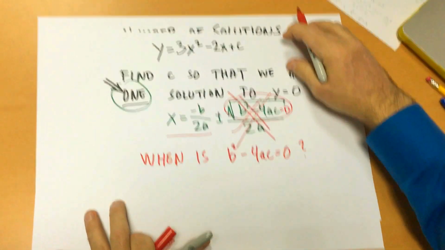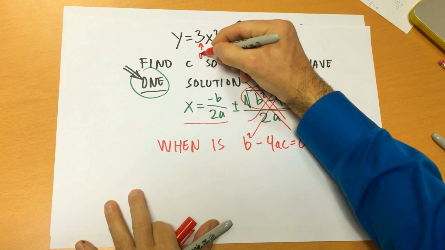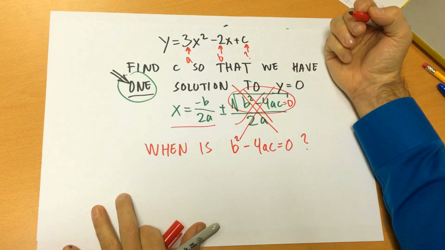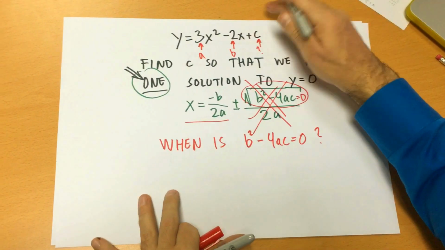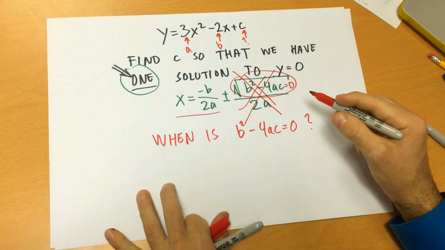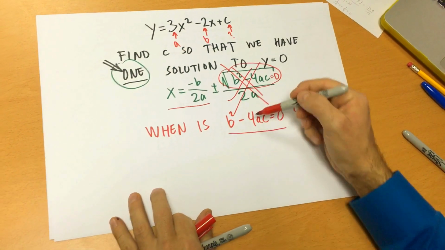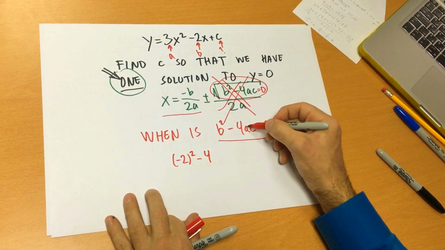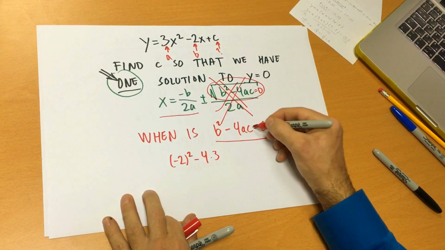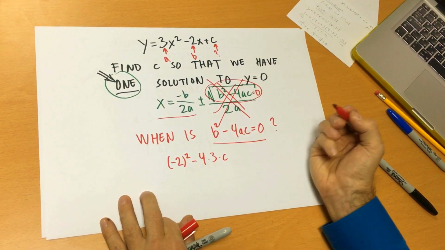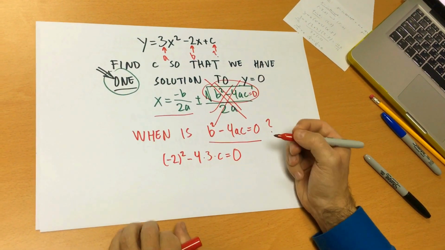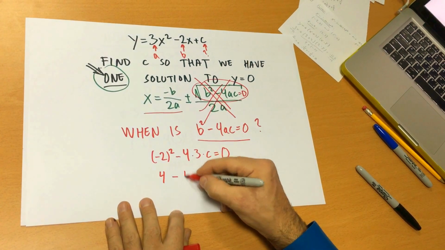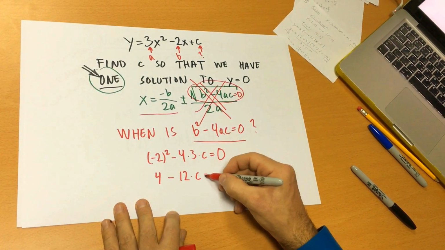Well, I know here that my a is equal to 3, my b is equal to negative 2, and my c, well, I'm looking for the c. I don't know what this is. But let's pop in the numbers that we do know, and let's see if we can solve for c in this equation. So b is negative 2, I get negative 2 squared, minus 4 times a. A was 3, so multiply by 3. C, I don't know what it is, so I'm just going to keep it c, equal to 0. Let's simplify a little bit. Negative 2 squared is 4. 4 times 3 is 12, so minus 12 multiplied by c, and that's equal to 0.